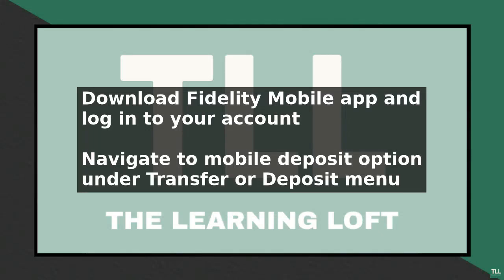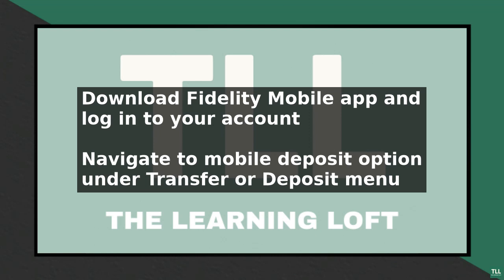To make a mobile check deposit to Fidelity, start by ensuring you have the Fidelity mobile app installed on your device. If you do not have the app, download it from the App Store or Google Play. Once installed, log into your Fidelity account using your username and password. Next, navigate to the mobile deposit option within the app, which is usually found under the Transfer or Deposit menu.